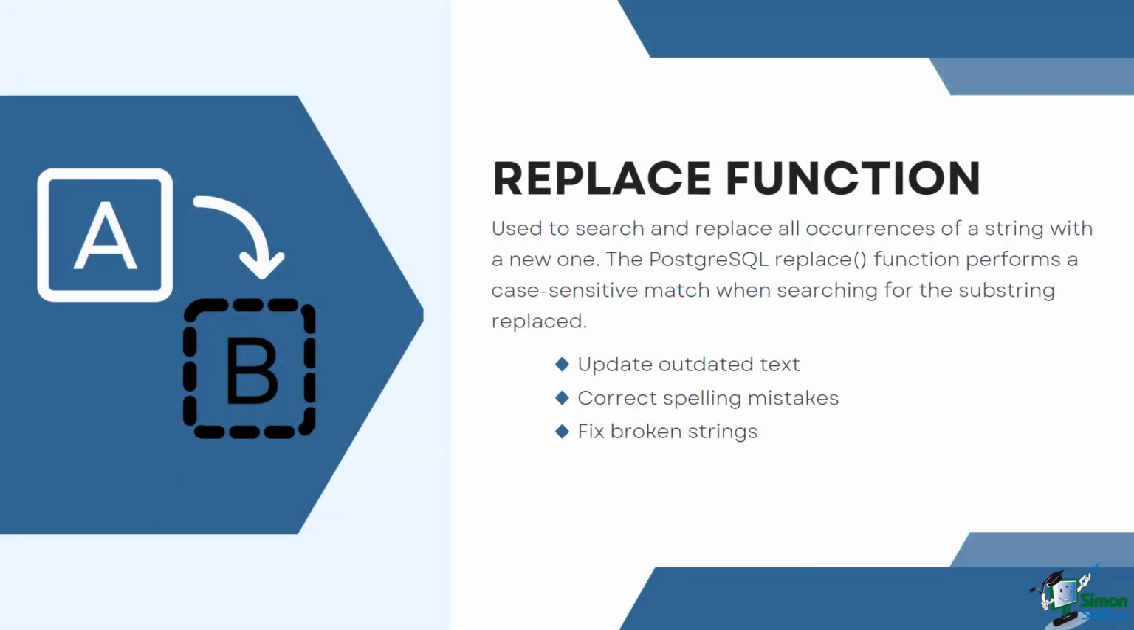The replace function in PostgreSQL is used to search and replace all occurrences of a string with a new one. The PostgreSQL replace function performs a case-sensitive match when searching for the substring replaced. You can use this function to replace or update outdated text, correct spelling mistakes, or fix broken strings.